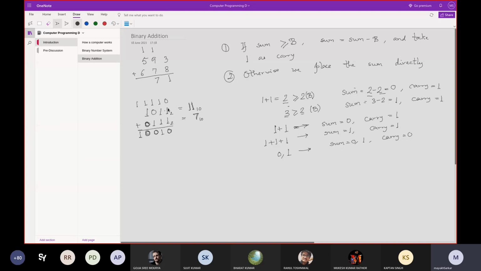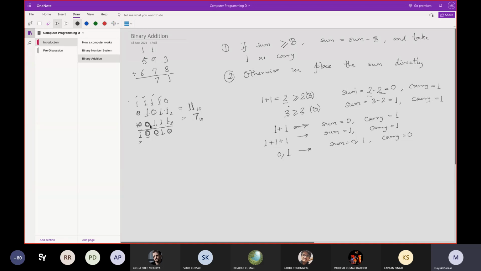Let me recapitulate what happened here. 1 plus 1, so sum is 0, carry is 1. Now 1 plus 1 plus 1, so sum is 1, carry is 1. 1 plus 0 plus 1, that means 2 ones are here, so sum is 0, carry is 1. 1 plus 1 again, so sum is 0, again carry is 1, and here we have 2 zeros, both of them are 0, with only a single 1 in front of them, so sum will be 1 and there will be no carry further. Is the concept clear to all of you?